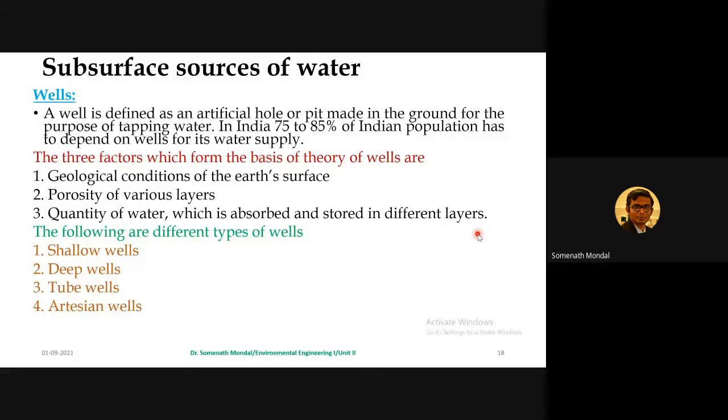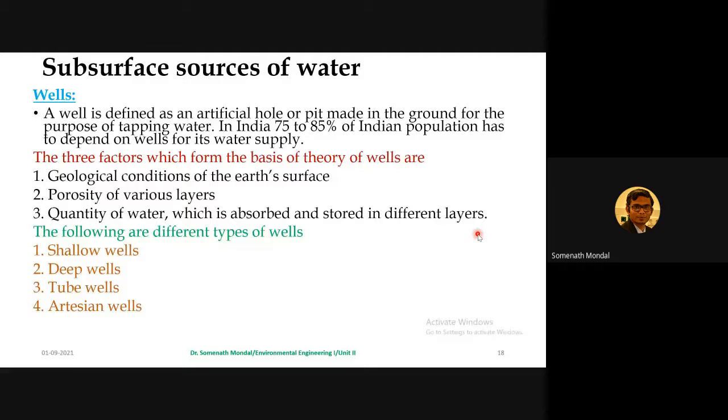Okay, now we'll be talking about wells, another source of water. Till now we have been talking about surface and subsurface sources. Now first let us define what a well is. A well is defined as an artificial hole or pit made in the ground for the purpose of tapping water. And in India, 75 to 85% of the population depends on wells for its water supply.